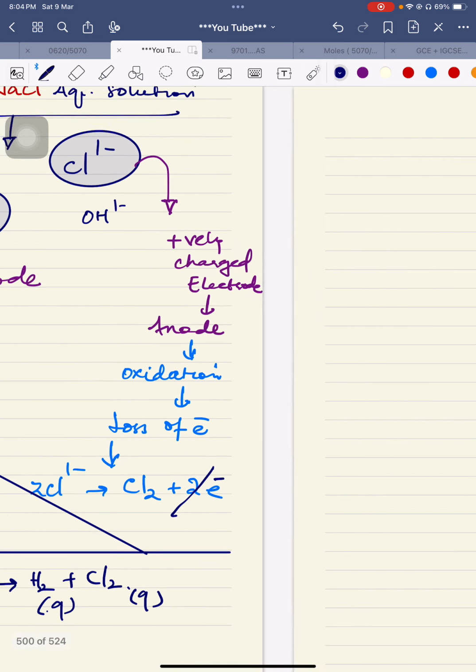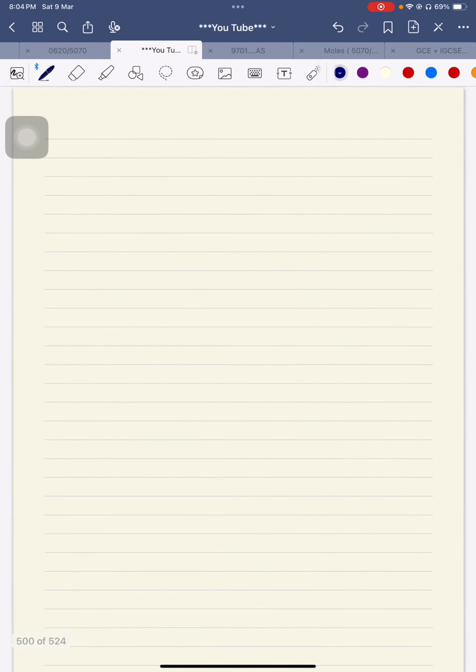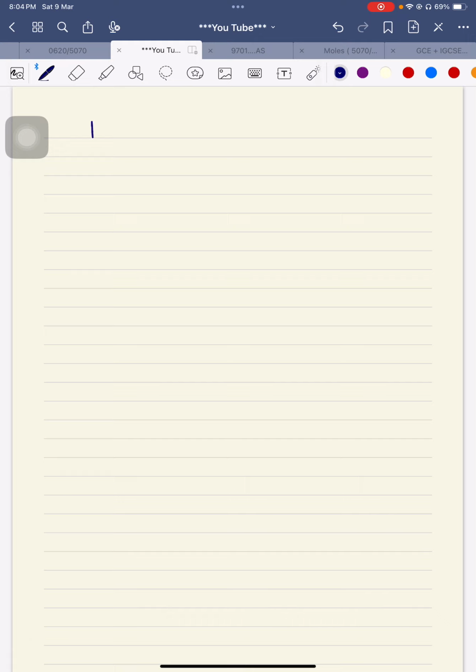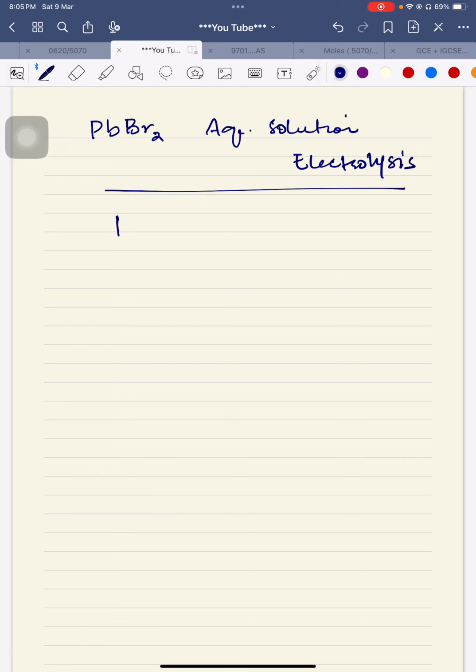Okay, I am now on the other page and we are going to study lead bromide. This is PbBr2, aqueous solution electrolysis. And here, what will be the ions? The ions will be Pb²⁺ and 2Br⁻ according to the formula, and the water ions will be H⁺ and OH⁻.